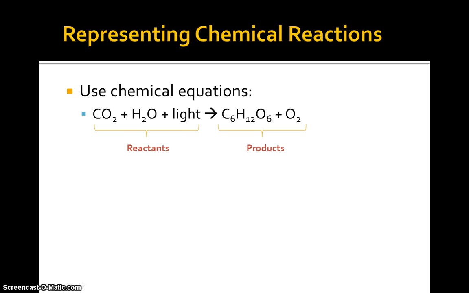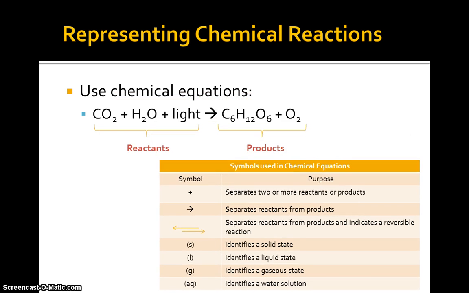Some important things for you to keep in mind when you're writing chemical equations is there are symbols that we have to use in chemistry. We use a plus sign to separate reactants and products. We use an arrow to show how the reactants turn into products, so it shows the direction of change. It'll always point from left to right. Second semester, we'll start to see these double arrows, and that means we have a reversible reaction that can go both backwards and forwards, and we'll talk more about that second semester.